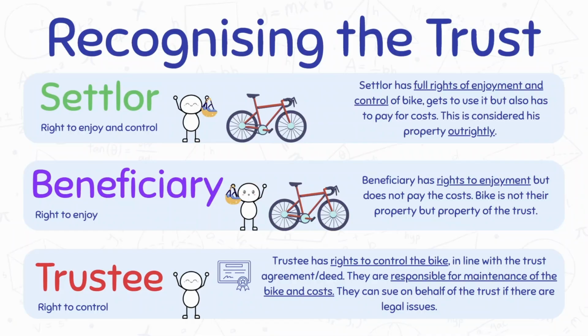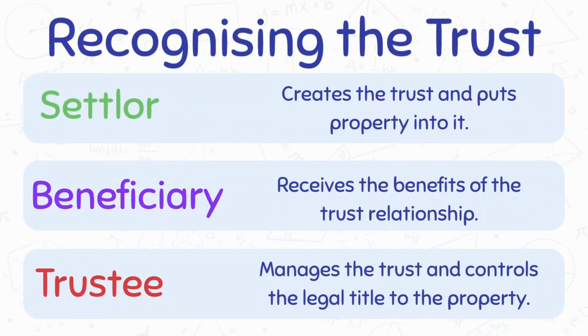They will also be the one able to sue on behalf of the trust if there are any legal issues, because the trust itself has no legal personality. It is the trustee who must rely on their legal personality to be able to handle any legal disputes. So very simply, the settler creates the trust and puts property in it. The beneficiary receives the benefits of this trust relationship, and the trustee manages the trust and controls the legal title to property and obviously the legal rights that come with it.